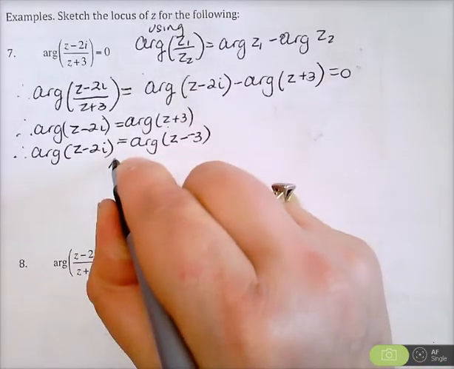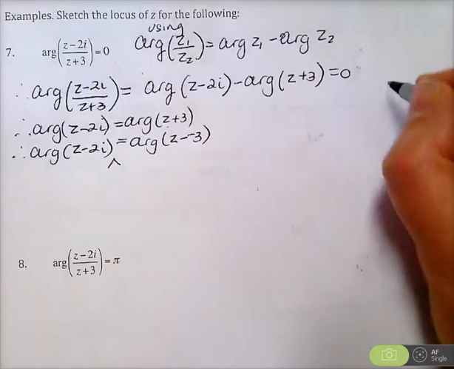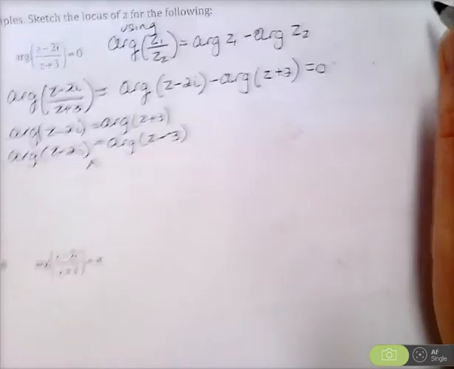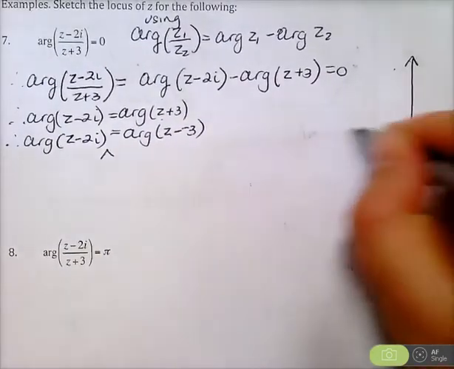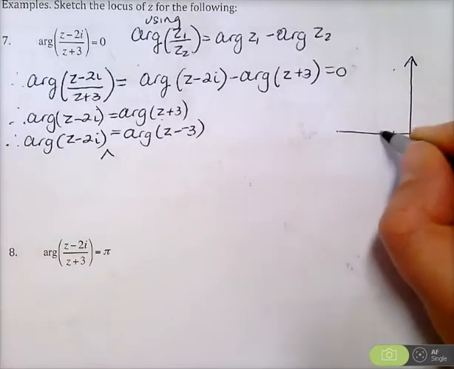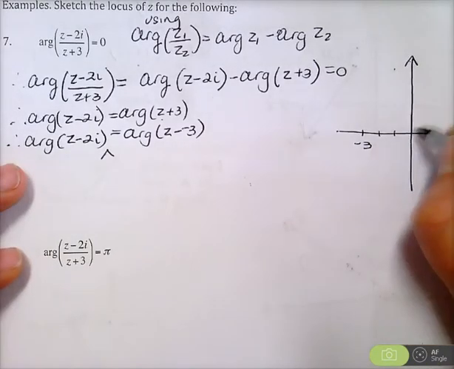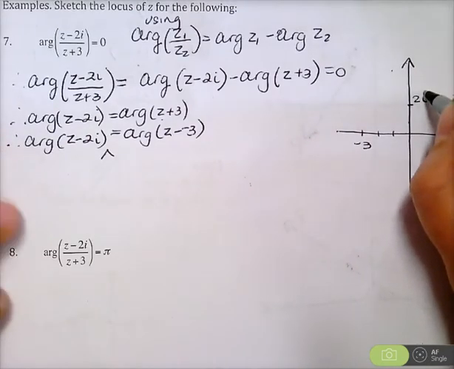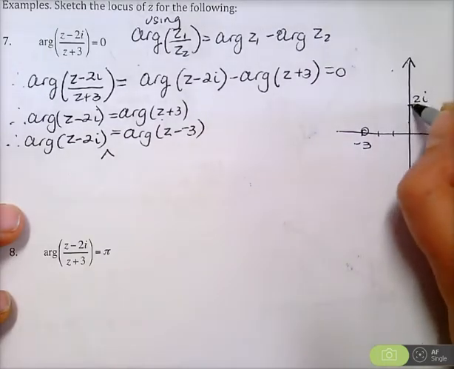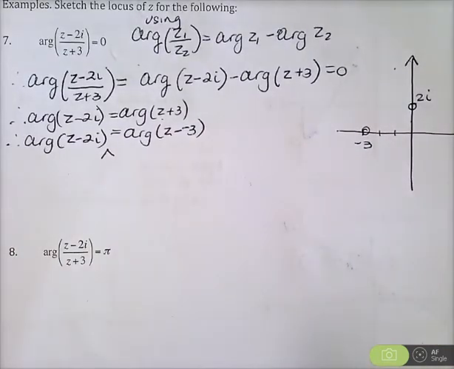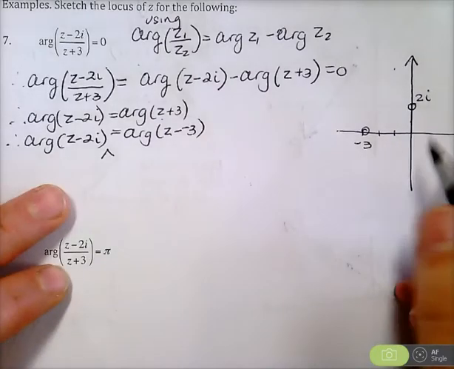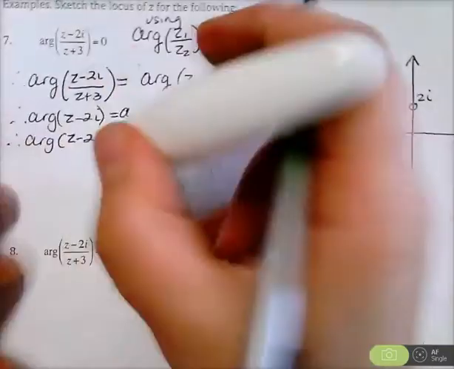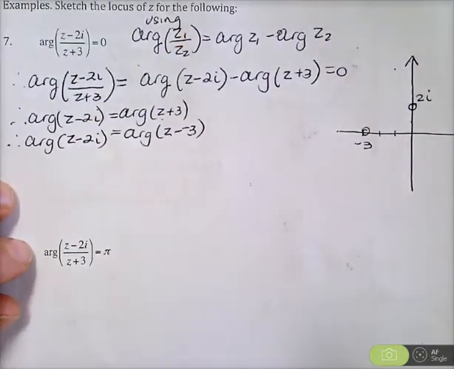So now I'm going to do a sketch. Oh, I'm going to need some room. I think I'll do the sketch over here. So we've got this. We've got negative 3. And we've got 2i up here. Now, we have to put circles around them because the arg of 0 is undefined. Okay. Now, what have I done there? Oh, okay. So now, what we've got, one sec.